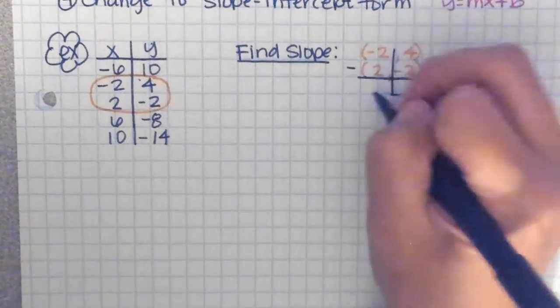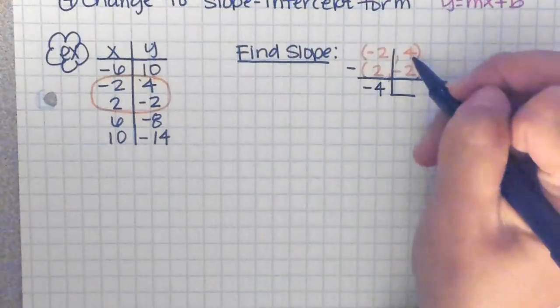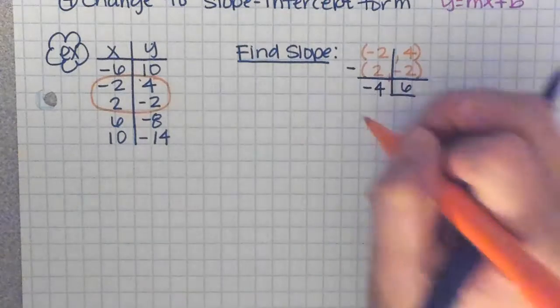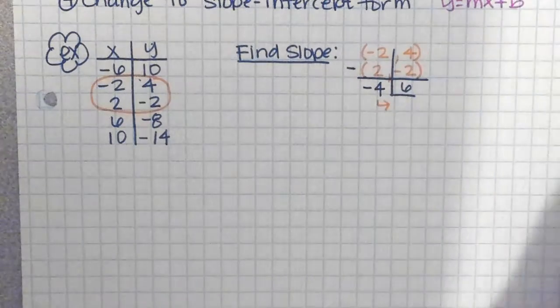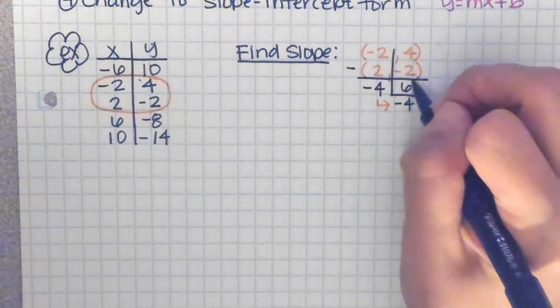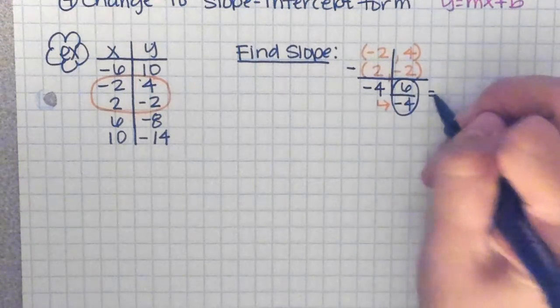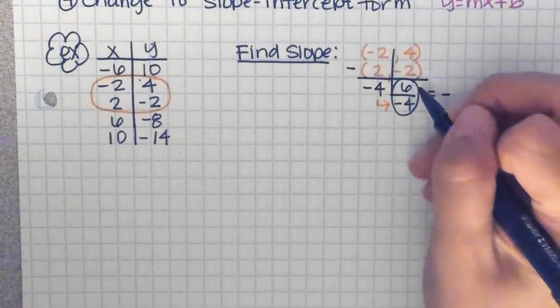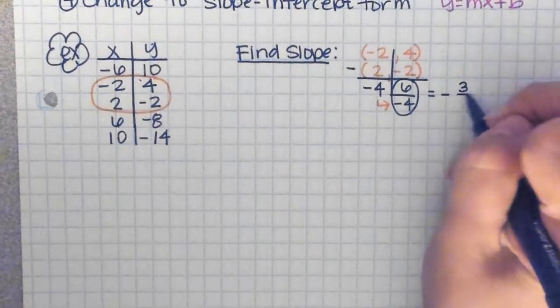-2 minus 2 is -4. 4 minus -2 is 6. Slide him down here. Here's my fraction. Now I got to simplify if I can. I know there's going to be a negative in the front. And that simplified is 3/2.